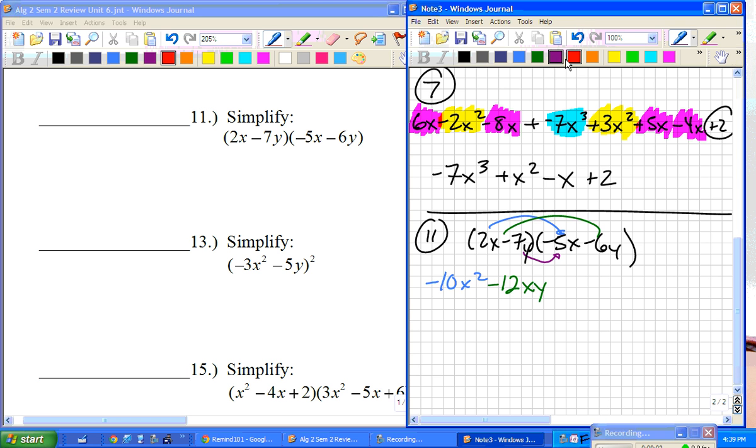Multiply the insides right there, so we get negative 7 times negative 5 is positive 35xy. And the negative 7 times negative 6 gives us positive 42y squared. Okay? And then the next step that we would need to do would be to combine our like terms, which are in the middle, and we get negative 10x squared plus 23xy plus 42y squared.